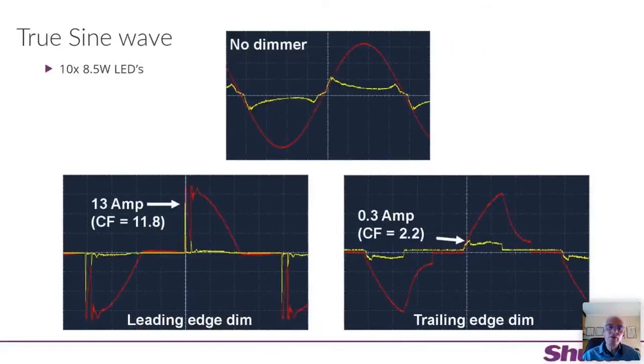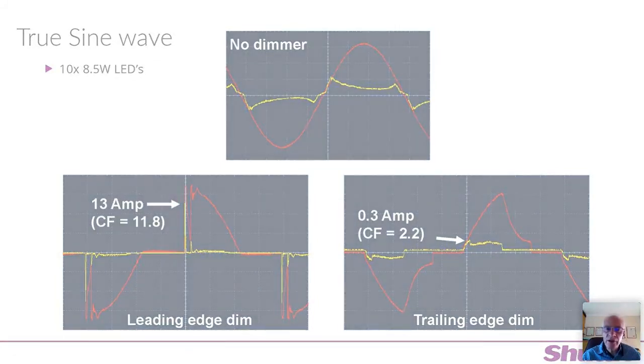So here's a measured waveform on a true sine wave inverter, again with ten 8.5 watt LEDs. On the top waveform, you can see there's no dimmer, and the yellow waveform is the current, which is actually quite nice. But as soon as you put it on a leading edge dimmer, on the bottom here, you can see that you've got a large peak current of 13 amps. Your crest factor is 11.8. You are overloading your UPS significantly.